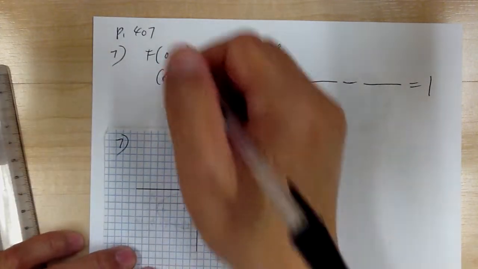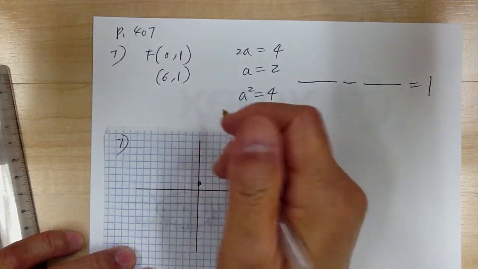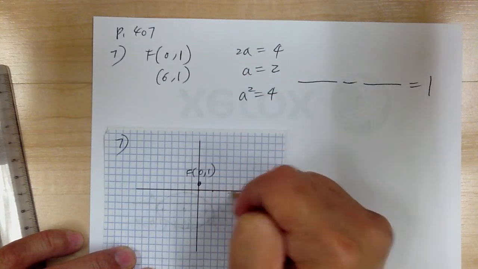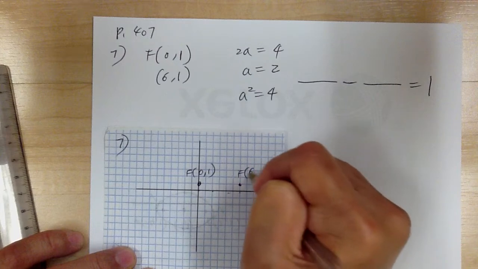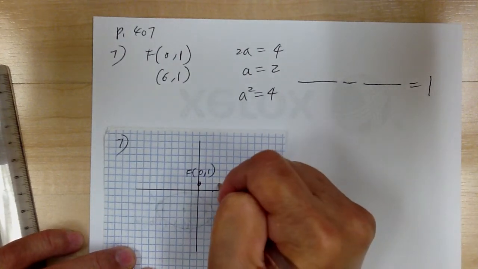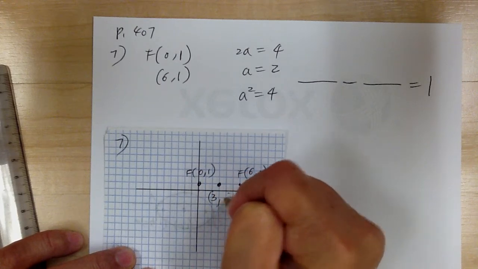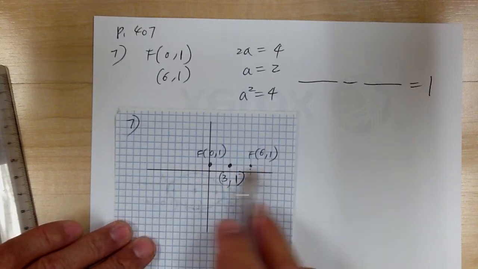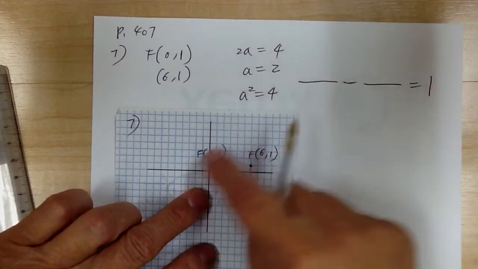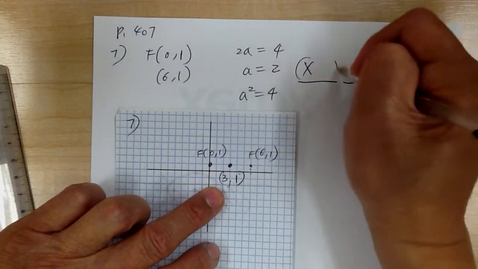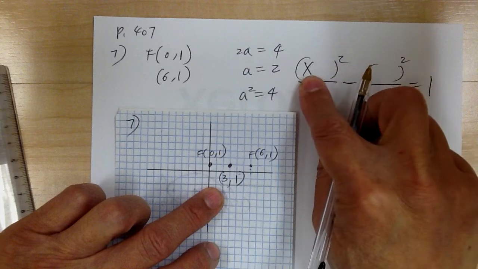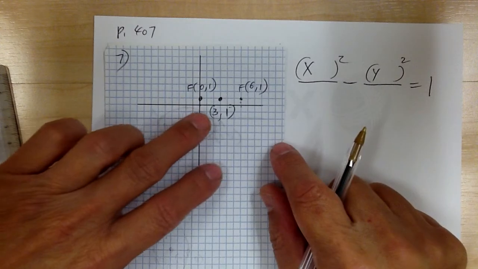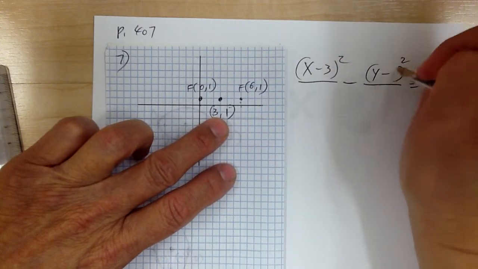So 0, 1, and you got 6, 1. So the center is going to be right over here. So your center is going to be at 3, comma 1. So now we know that it's going to be in the x direction, horizontally. So we know that x comes first. Right? This is x direction. So x is going to come first. So if x comes first, then y would be over here. Okay, so you have to figure out the x and the y. The next thing you do is put in the center. So it would be x minus 3 and y minus 1.